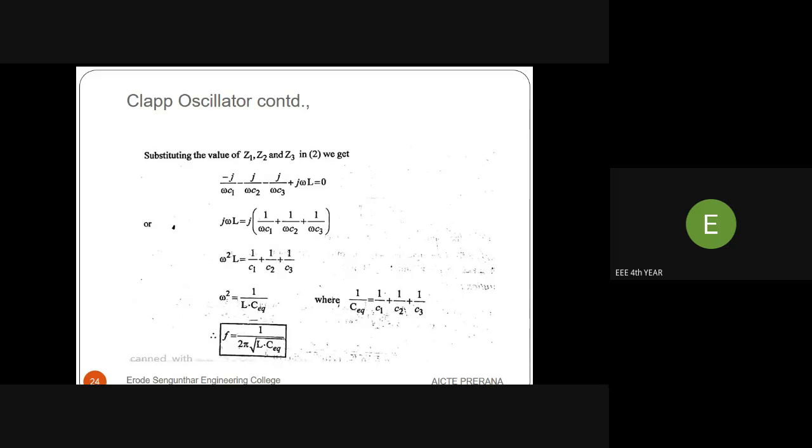From this equation, we are getting the frequency of the oscillator f. Taking the square root of the above equation, f equal to 1 divided by 2 pi into square root of L into C equivalent. Here the C equivalent value: 1 by C equivalent is equal to 1 divided by C1 plus 1 divided by C2 plus 1 divided by C3.